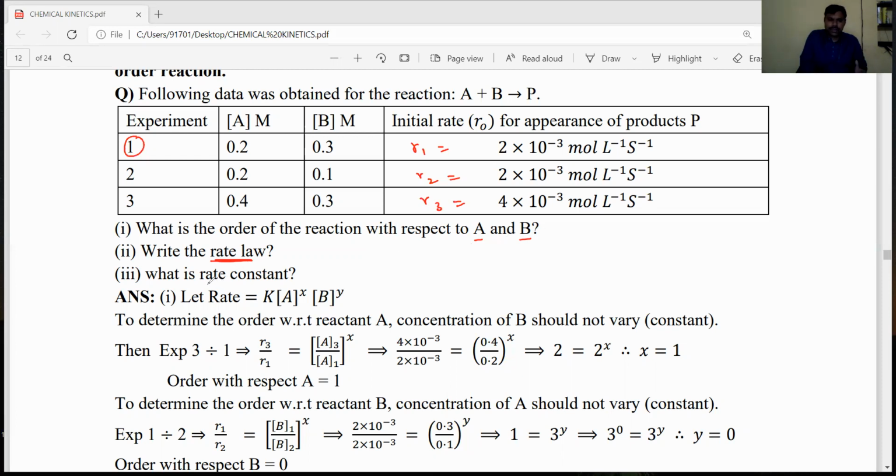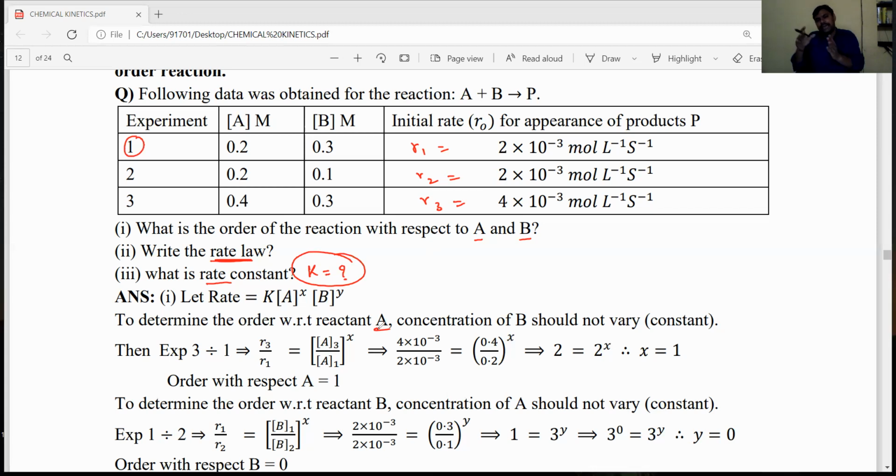And what is the rate constant? Whether it is a first order or a second order reaction, we need to find the K value by using any experimental data, after finding the rate expression. Okay, let's see the given data. If you want to find the order with respect to A and B, look at the first condition. Let's see, dear students, in the 3 experiments, we need to take any 2 experiments.